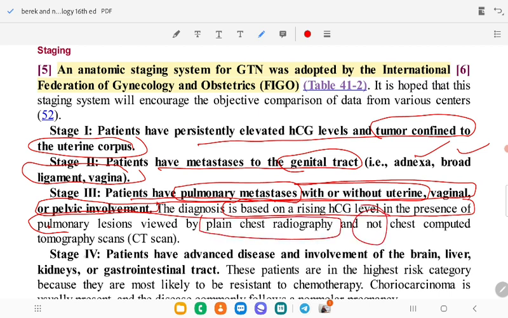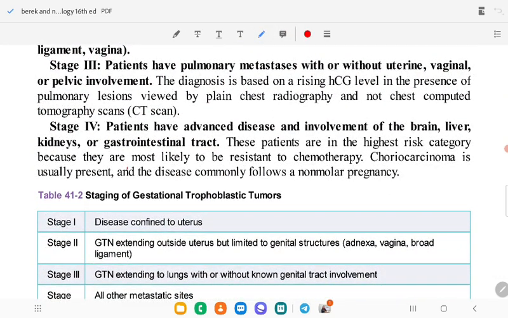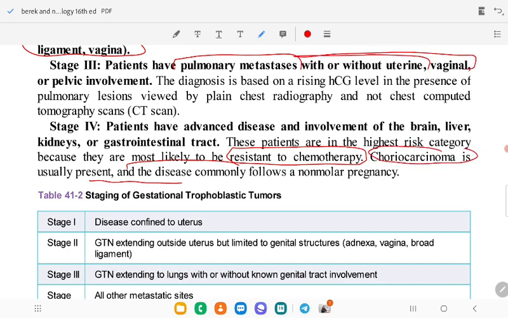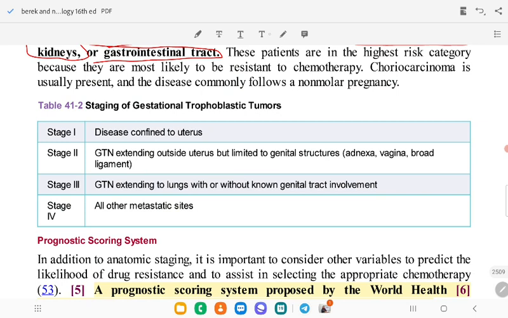chest CT. Stage 4, patients have advanced disease involving the brain, liver, kidneys, and GI tract. These patients are in the high risk category because they are most likely resistant to chemotherapy. Choriocarcinoma is usually present. The disease commonly follows non-molar pregnancy. This is the FIGO staging.